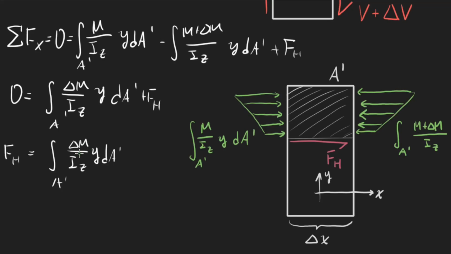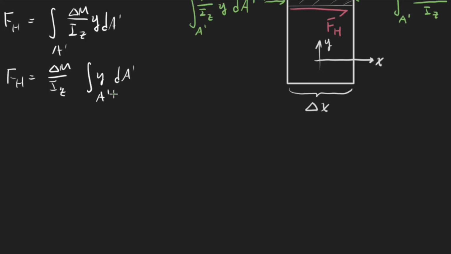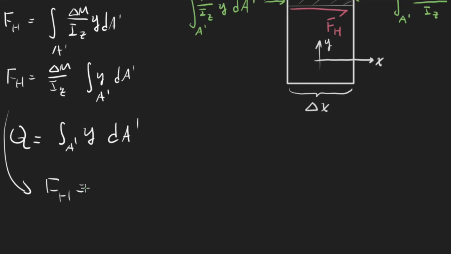And because we're integrating across the area, neither my delta M nor my Iz is going to change, so I can pull these out. So I get FH is equal to delta M over Iz, integral of y dA prime, and you've kind of seen what we're doing so far. We're going to define this integral of y dA as Q, which is called the first moment of area, integral over some area. We'll put a prime here so it's consistent. And then we can write this as FH is equal to delta M Q over Iz.